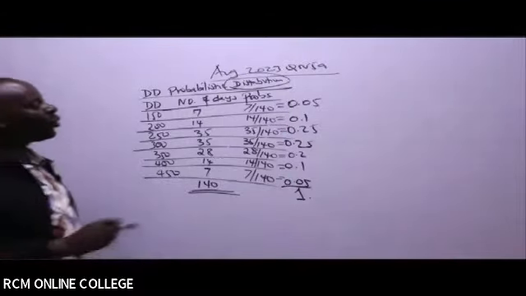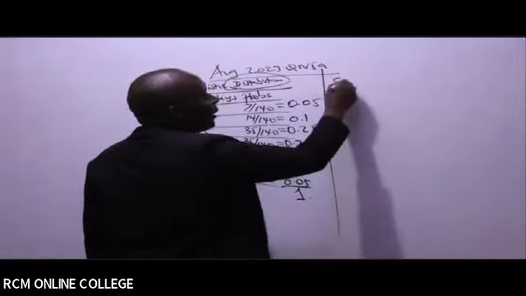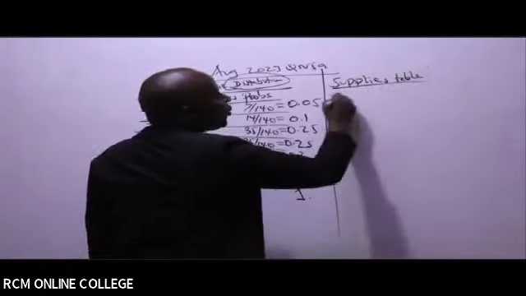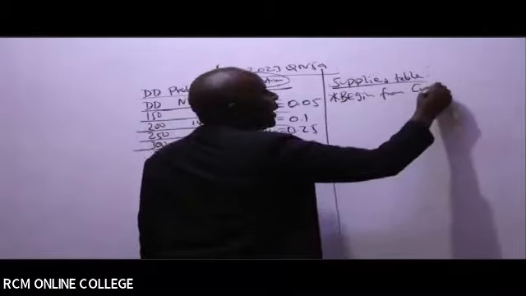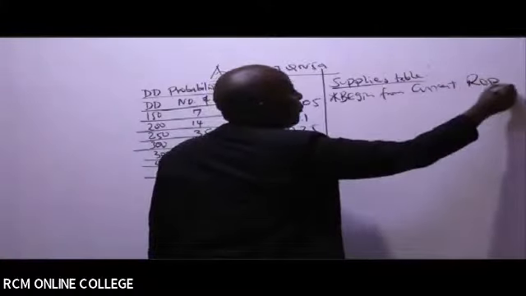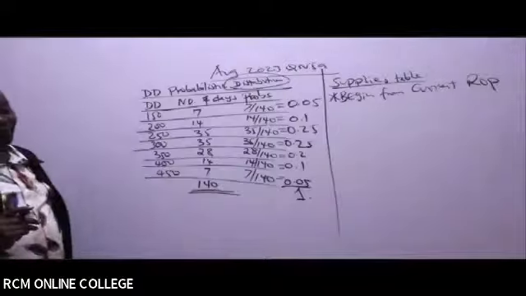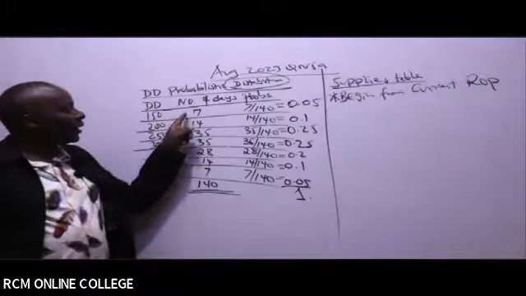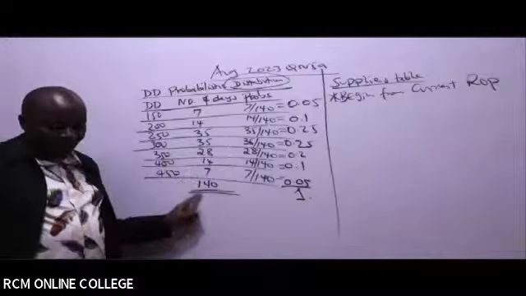Now from there, you go to table number 2, which is the table of supplies. The supplies table, of which we must always begin from the current reorder point. How did we get to 140 then? Yeah, we added these days: 7 plus 14 plus 35 plus 35 plus 28 plus 14 plus 7.